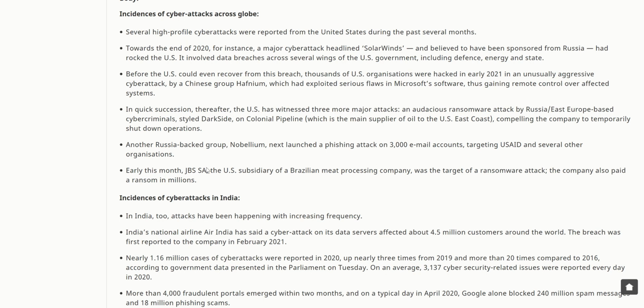Another Russia backed group, Nobelium, next launched a phishing attack on 3,000 email accounts targeting USAID and several other organizations. Early this month, JBS SA, the US subsidiary of a Brazilian meat processing company, was the target of a ransomware attack. The company also paid a ransom in millions.